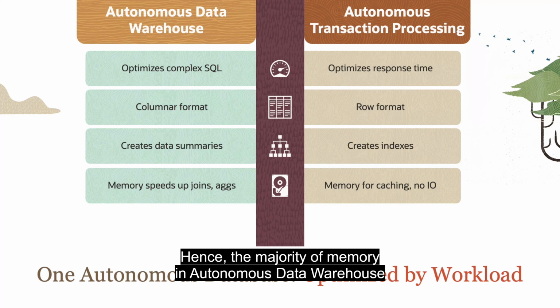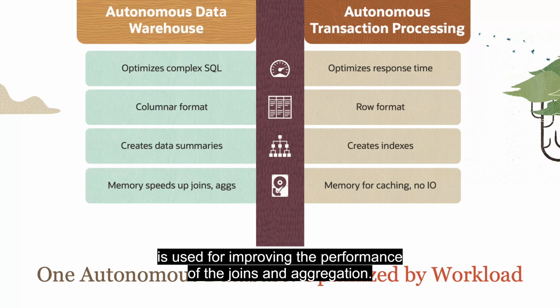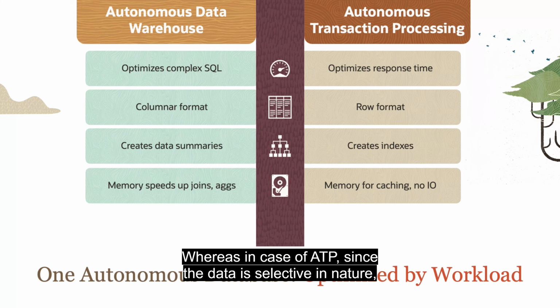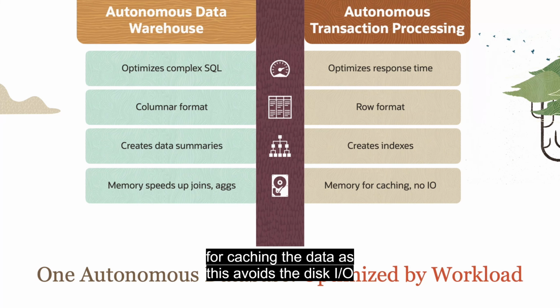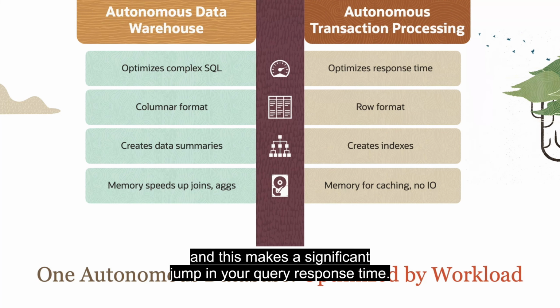Hence, the majority of memory in Autonomous Data Warehouse is used for improving the performance of joins and aggregation. Whereas in ATP, since the data is selective in nature, the working set data volume is not as high as in ADW. Hence, the majority of the memory in ATP is used for caching the data, as this avoids disk I/O, and this makes a significant jump in your query response time.